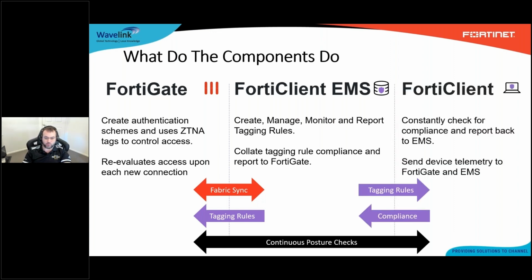FortiClient is responsible for constantly checking if it matches the rule sets assigned to it by EMS, and if any match, to then report back to the FortiClient EMS. FortiGate and FortiClient are then responsible for establishing encrypted tunnels for HTTP and TCP traffic, verifying endpoint client certificate, and providing continuous posture checks.